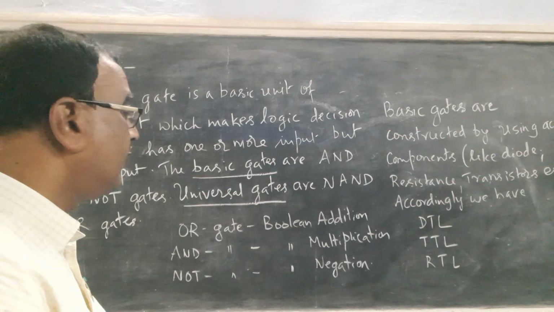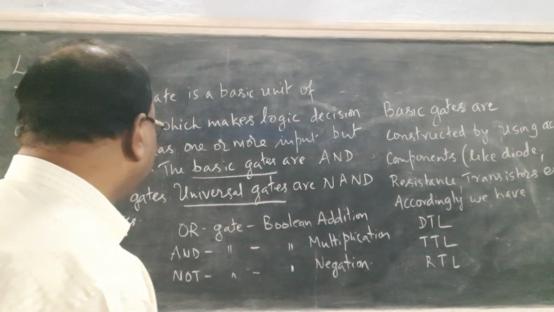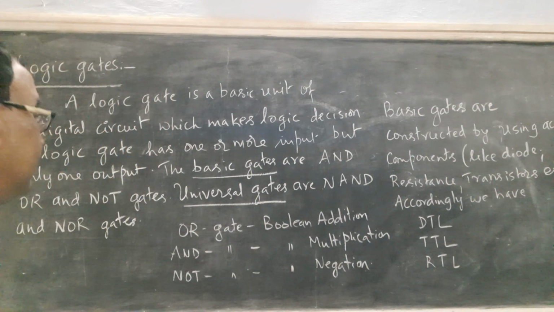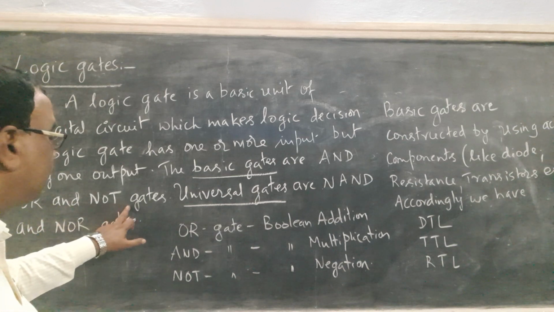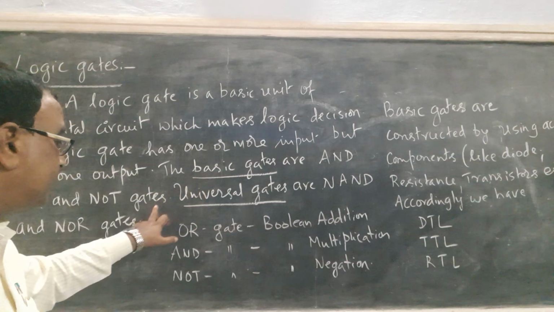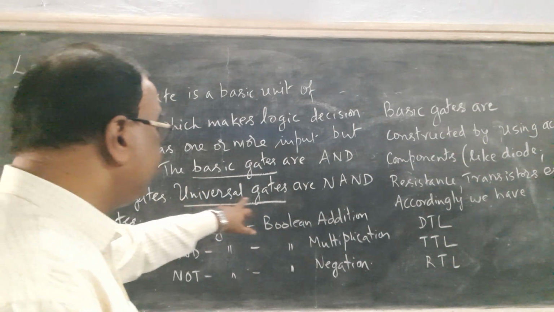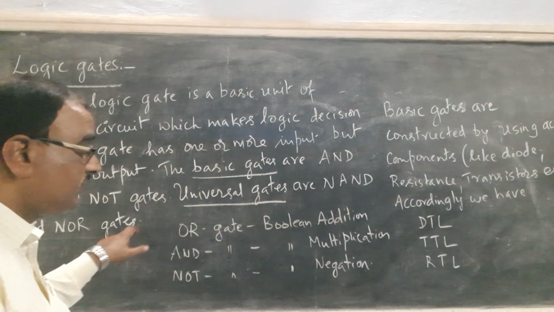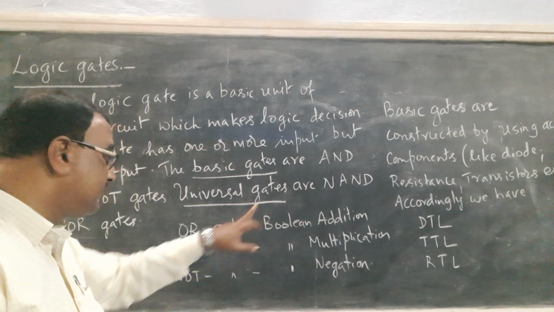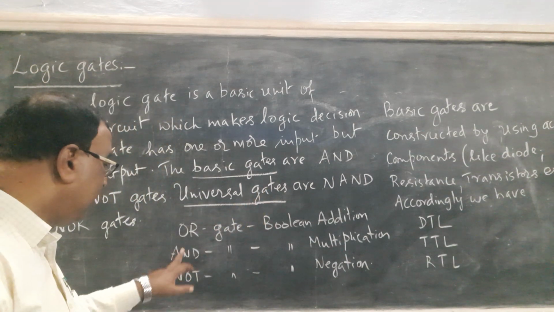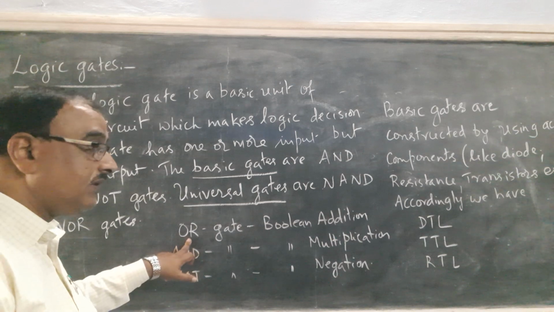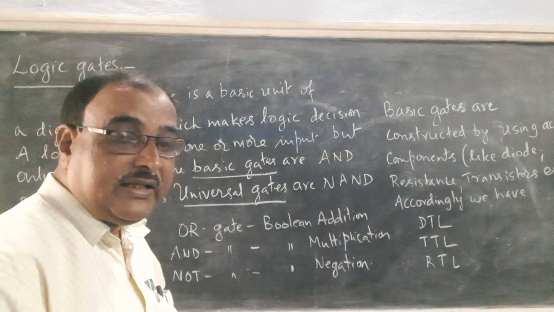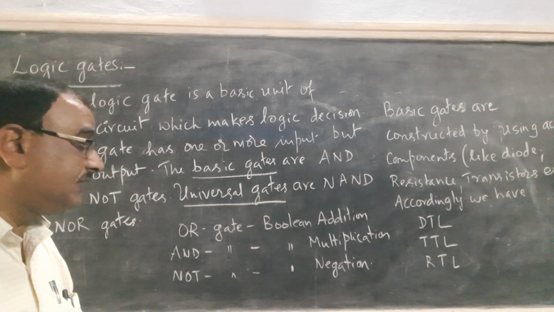A logic gate has one or more inputs but only one output. The basic gates, as you know, are the AND gate, OR gate and NOT gate. So these are the three basic gates, and there are two universal gates. The universal gates are the NAND and the NOR gate. When AND is combined with NOT, it becomes a NAND gate, and when NOT is combined with OR, it becomes a NOR gate.